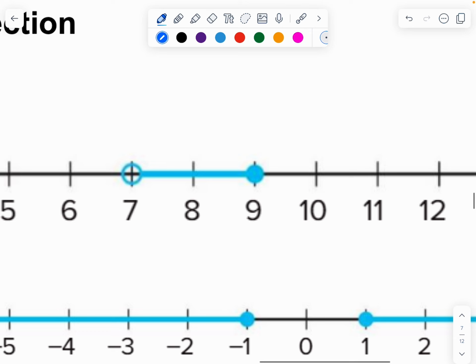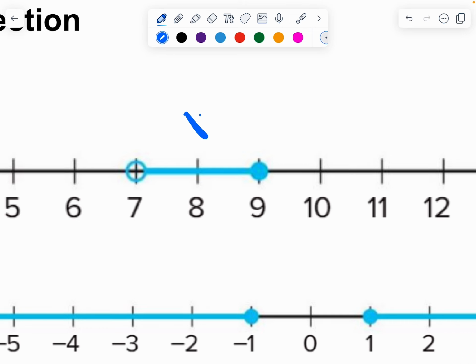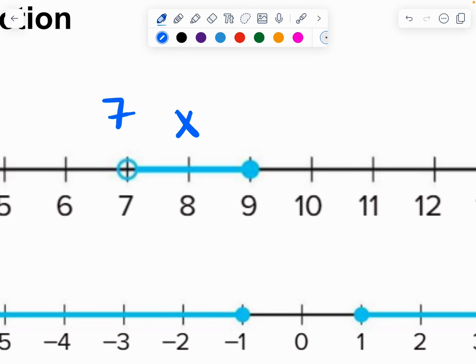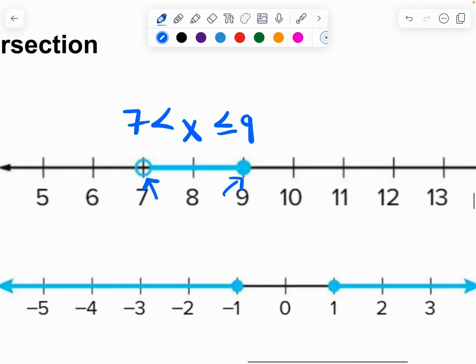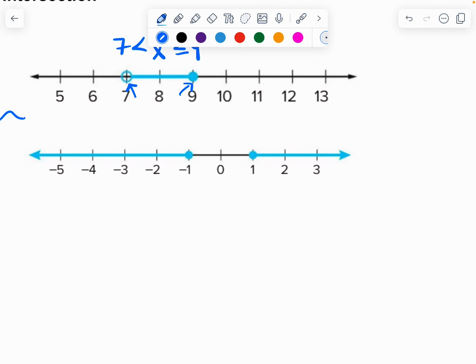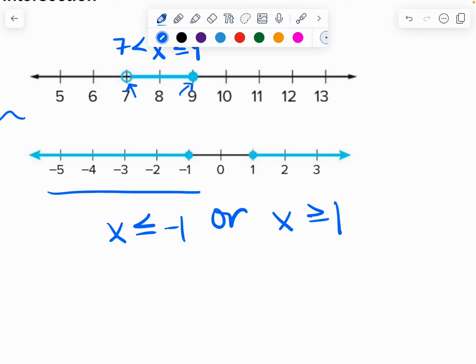This is an and statement. It's between these two. So 7's on this side, 9's on this side. This right here is an open dot. This right here is a closed dot. Okay, this is an or statement. So if I look on this side first, I have x is less than or equal to negative 1. On the right-hand side, x is greater than or equal to positive 1.